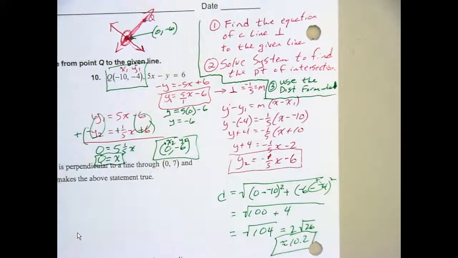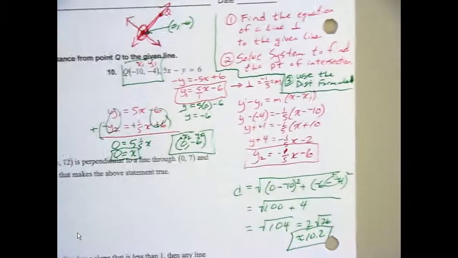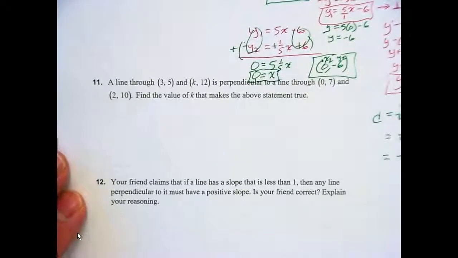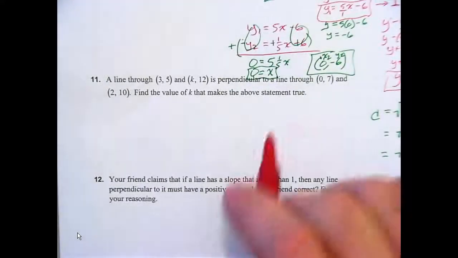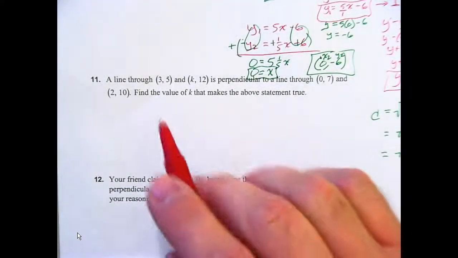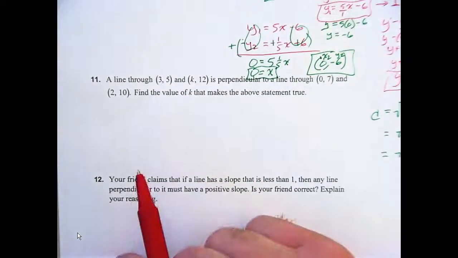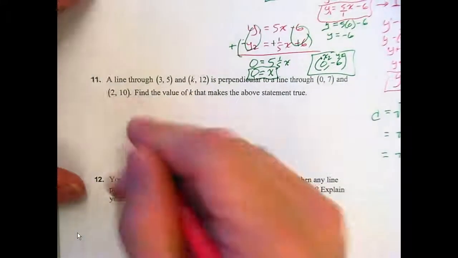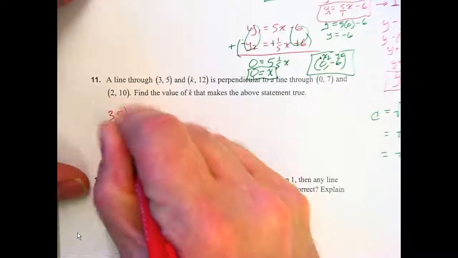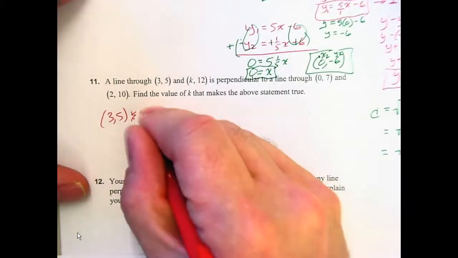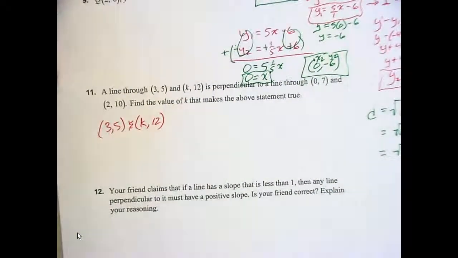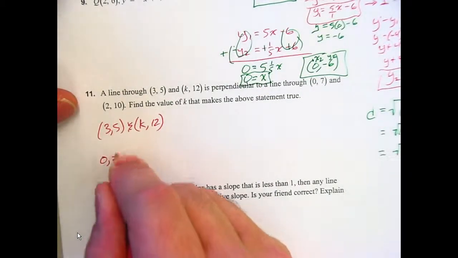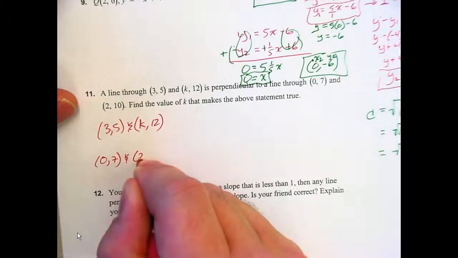Okay. You guys, 13 I'm not going to worry about, because we're not doing anything like 13. Okay? But number 11, a line through 3, 5 and k, 12 is perpendicular to line 0, 7 and 2, 10. Find the value of k that makes the above statement true. Okay, so what we know is we know 3, 5 and k, 12. All right, and we have 0, 7 and 2, 10.